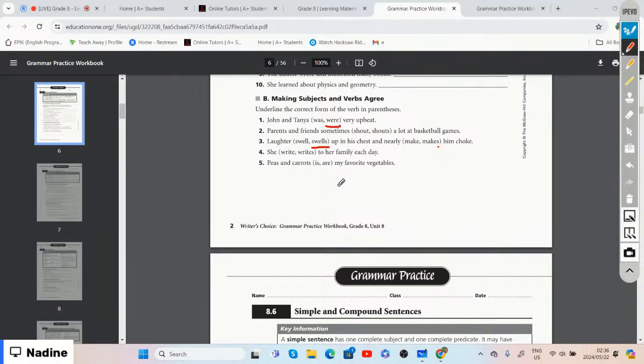So we need to choose the correct subject and verb to agree. She write to her family each day or she writes to her family each day. And if we were to write the correct one, we will choose that she writes to her family each day. Let's say she writes.